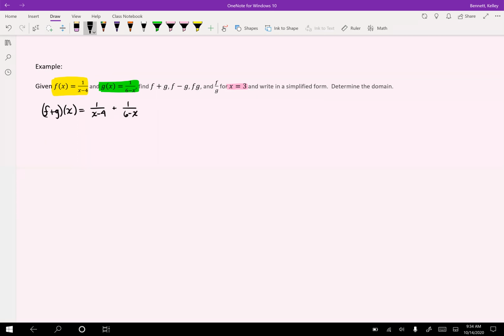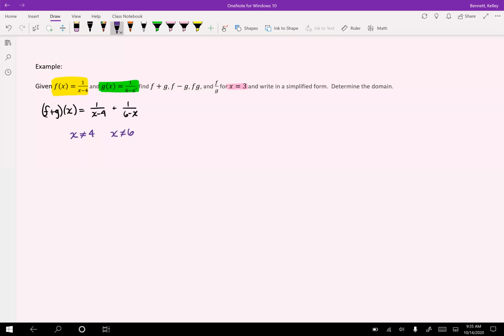We could find a common denominator and put these together, but I'm okay with not doing that. I just really am focused on first finding the domain. So we can just see straight off the bat that our problems are going to occur with division by 0. So we have to make sure that x cannot equal 4 and that x cannot equal 6, because either one of those is going to present a problem for us because it'll lead to division by 0.